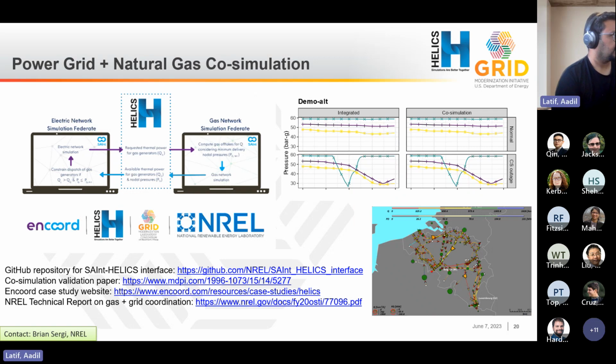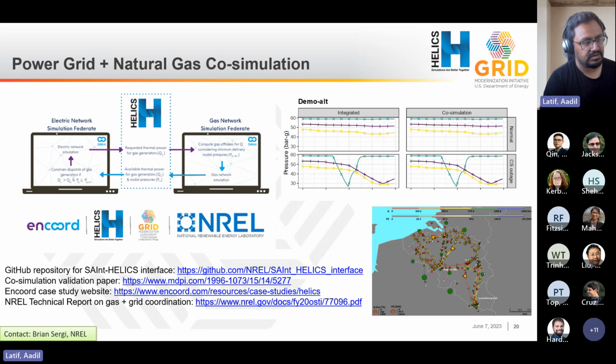All right. I've already talked about this. So this was part of the Helix Plus effort, where we co-simulated the power system grid with the natural gas co-simulation. We partnered with NCORD for this effort. One of the nice things about this example was NCORD has developed a tool called Saint that is able to model both the natural gas system and the power system within the same framework, right?